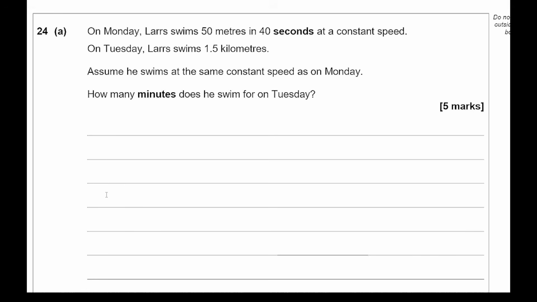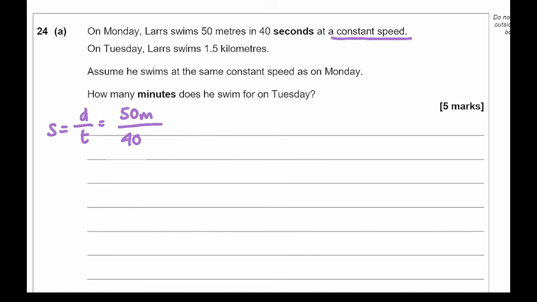Now there's a couple of ways in which you can work this question out. One way that some students may be directed to look at is to first of all work out what that constant speed actually is. So speed is equal to distance divided by time, and looking at the units, we've got 50 meters divided by 40 seconds, and if I type that into my calculator, I get an answer of 1.25. So he's swimming at 1.25 meters per second.